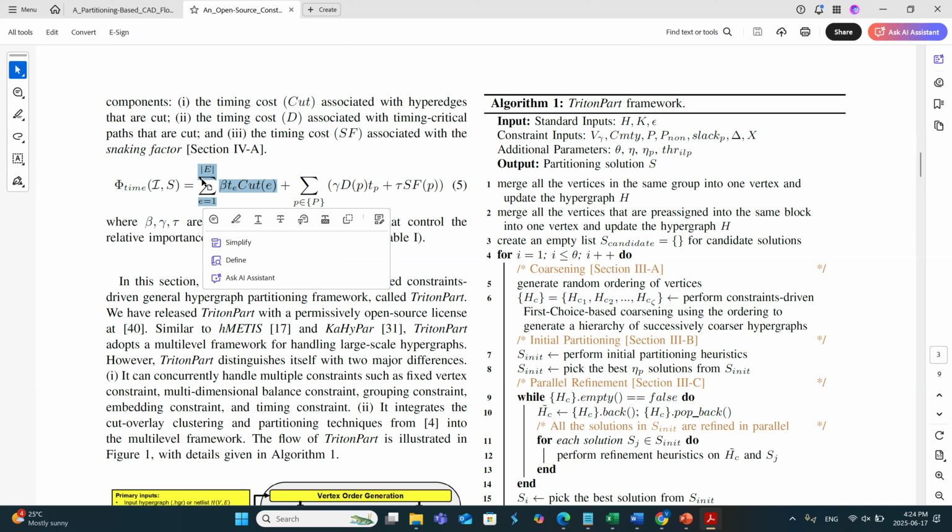So the left one's only on a per edge basis, the right one's on a per path basis. Yeah. Gotcha. Okay, so that's how they do this. And let's see.